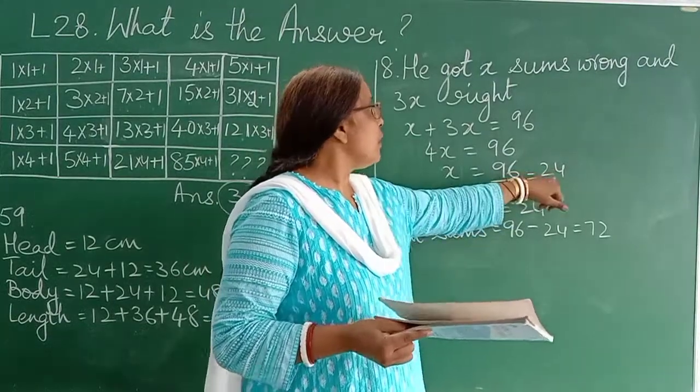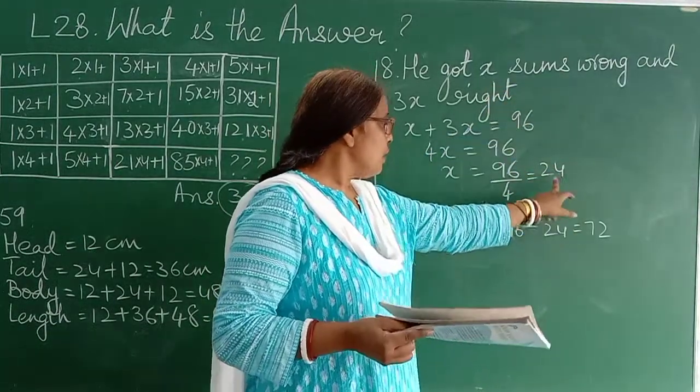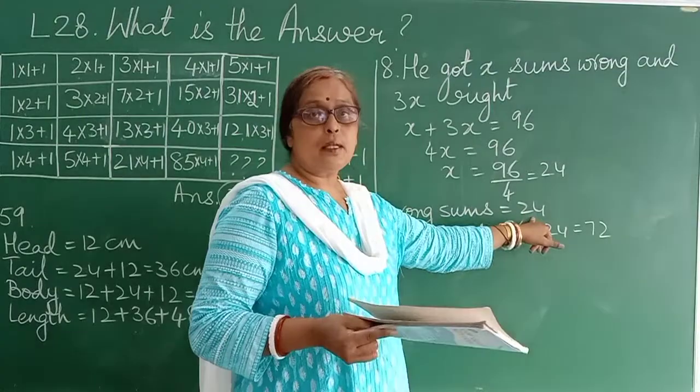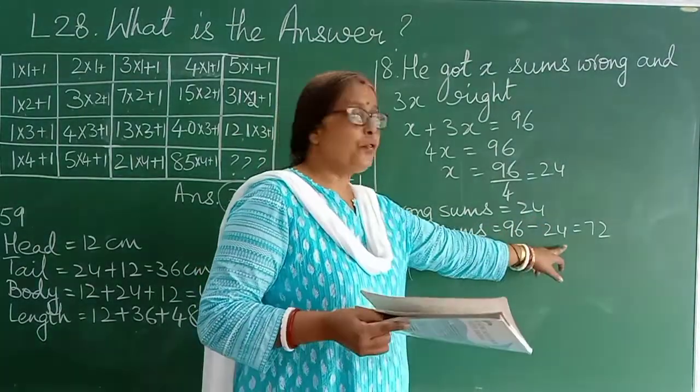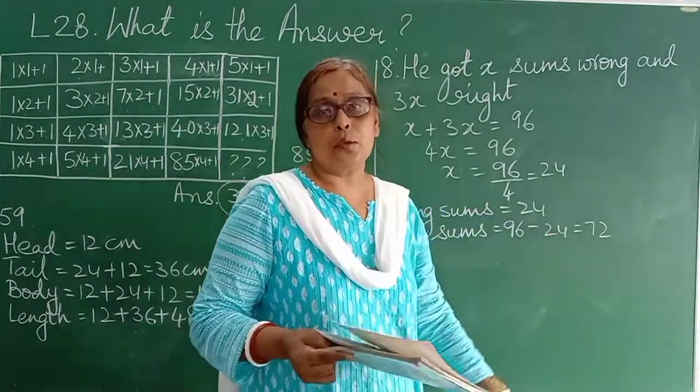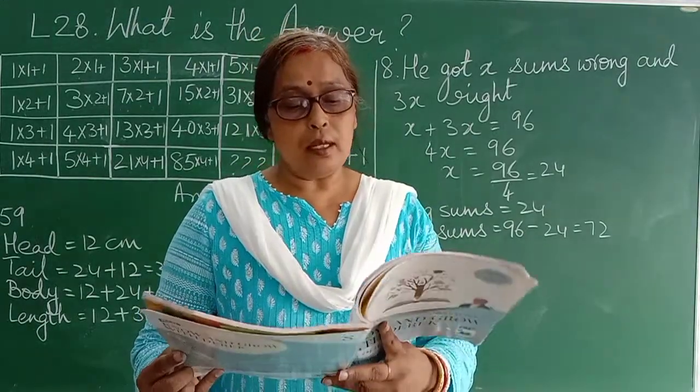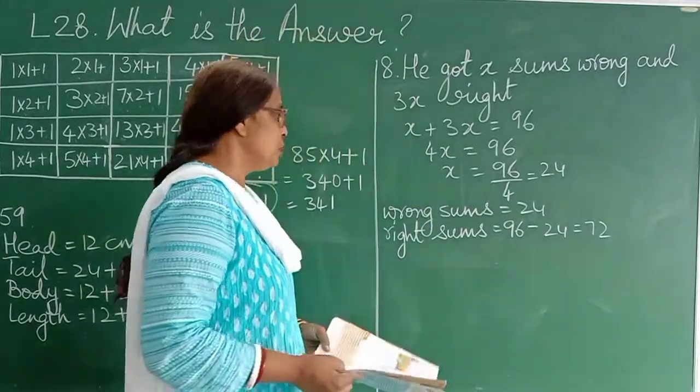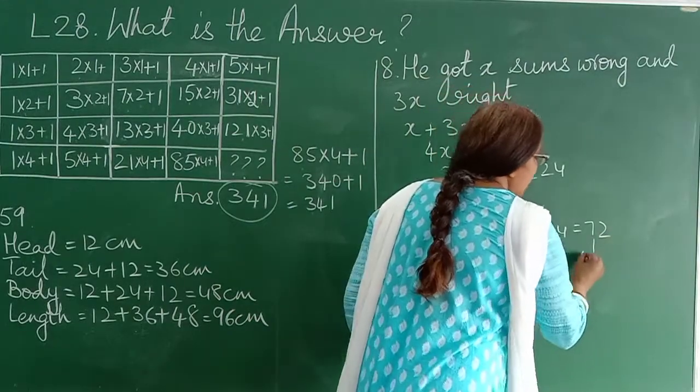So x is 24. Wrong sums are 24. Now how many right sums? 96 minus 24 is 72. So his right sums are 72. So 72 is the answer.